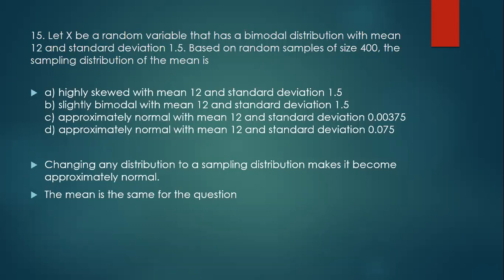So now we have to solve for the standard deviation. Remember, we have a formula for finding the standard deviation of the sampling distribution of the mean. It is equal to the standard deviation of the population divided by the square root of the sample size. We know the standard deviation of the population is 1.5 and our sample size is 400. So 1.5 divided by 20 is equal to 0.075. So the answer is D.